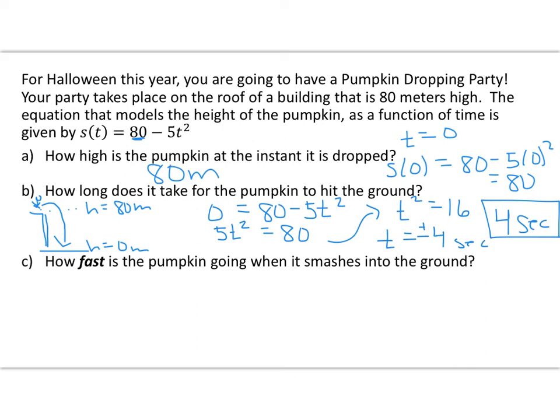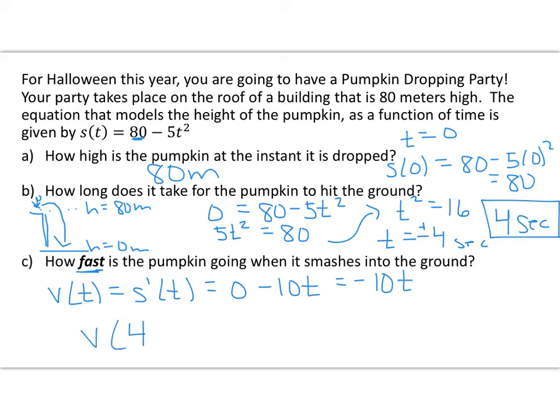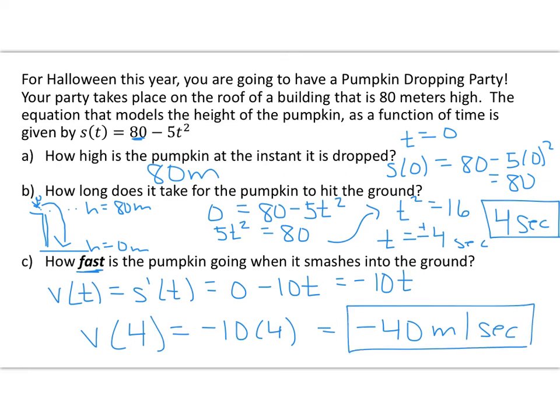So then this last question says, how fast, and fast is telling me it's a velocity question, is the pumpkin going when it smashes into the ground? Well, if I'm talking about velocity, I better figure out what my velocity equation is. So remember, v of t is just the derivative, s prime of t. So the derivative of 80 minus 5t squared would be 0 minus 10t. So this is just equal to negative 10t. We want to know the velocity when time is 4, v of 4. So that's negative 10 times 4, which is negative 40 meters per second. So it's going at a decent pace as soon as that falls.